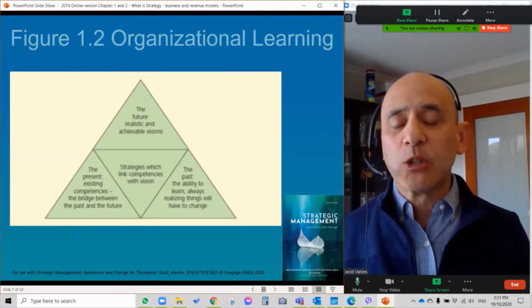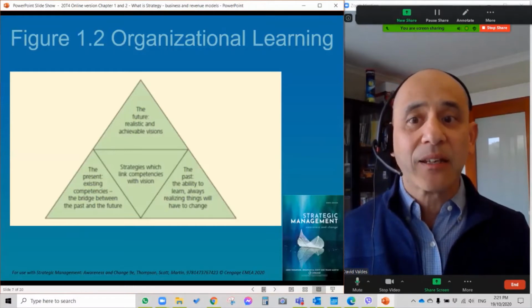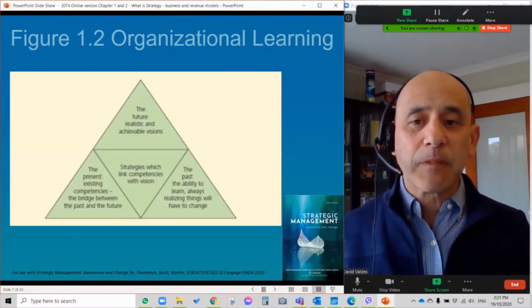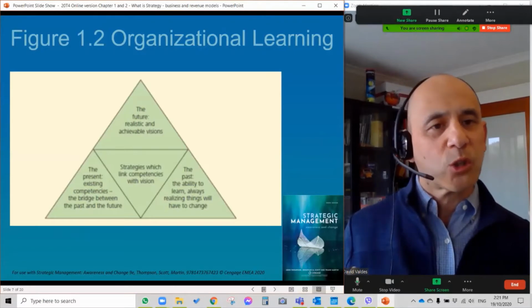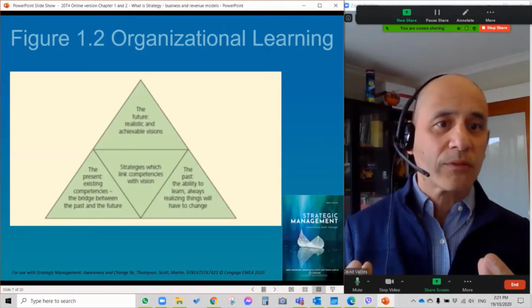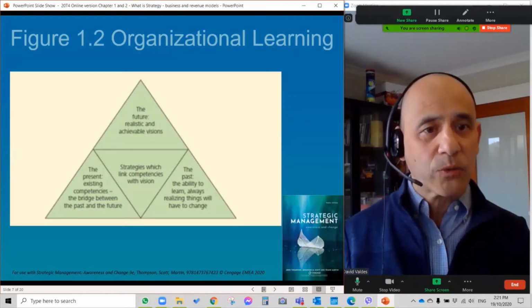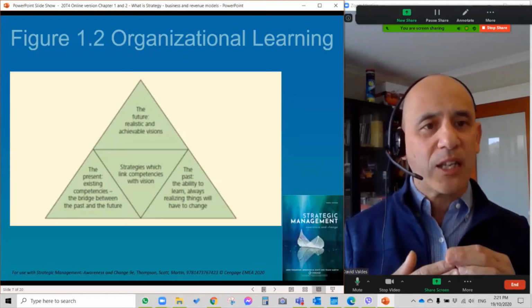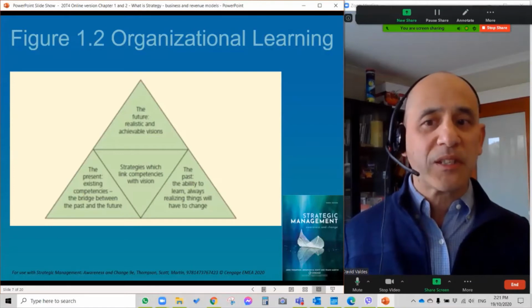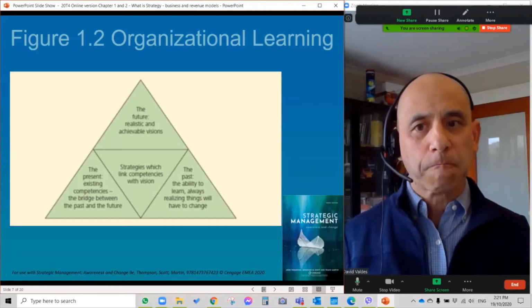So this slide just illustrates how strategies are actually a link to the future. When you're thinking about your strategy, what you're doing is you're looking at your existing competencies, your strengths, what resources you have. You're looking at your learning experience in the past, what has guided you through the years, and figuring out a strategy for the future. So strategies link our current competencies, our past, our learning, with our future, which is the vision.